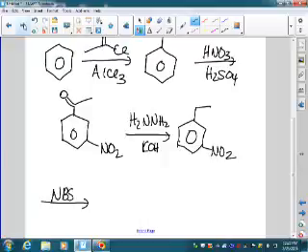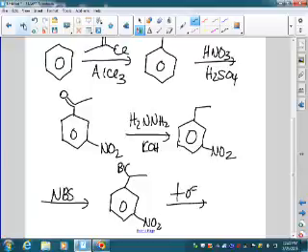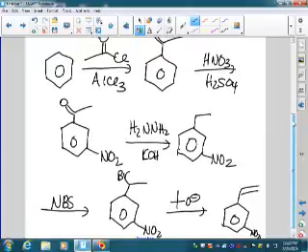NBS introduces a functional group right there on the benzylic carbon, and then T-butoxide to do the E2 reaction, and that'll give you the double bond. So 1, 2, 3, 5 steps. I'm not going to give you one that long, but T-butoxide, E2 reaction.